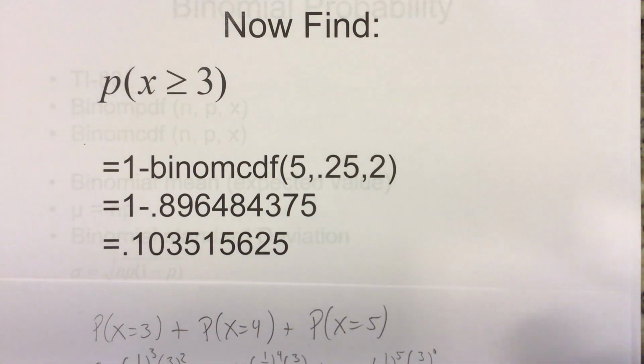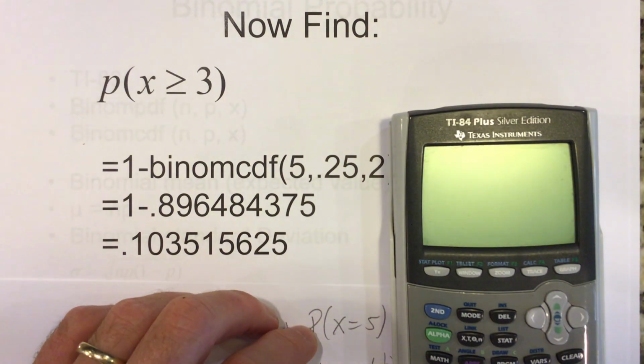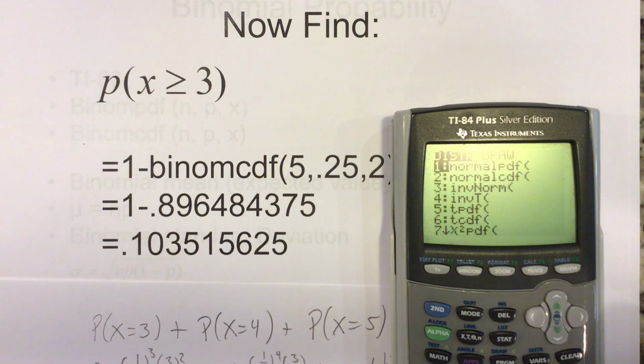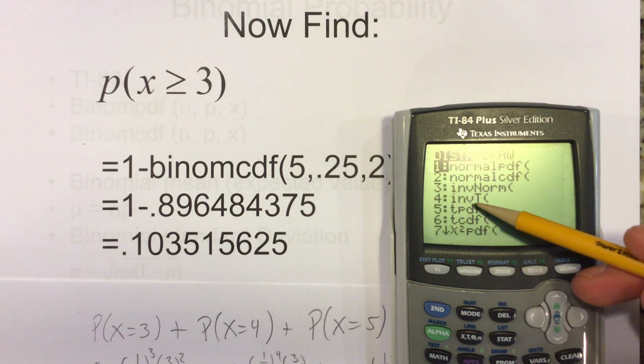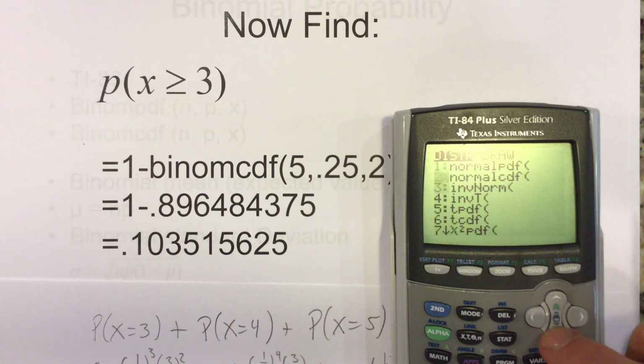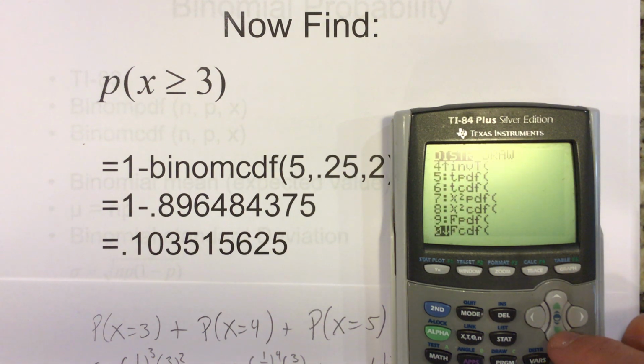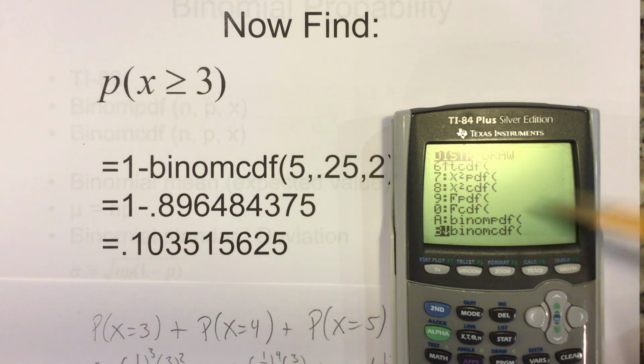It also has a binomial distribution function. Okay, so if you go under your distribution menu, there's the normal and the inverse normal. This is the t, we're gonna do that later. There's the chi-square, we'll do that later. The f, that's chapter 15, which we won't have time to do. It's not on the AP exam, we used to do it. Here we are, binomial. So there's 2 different binomial choices. Let me show you both of them.